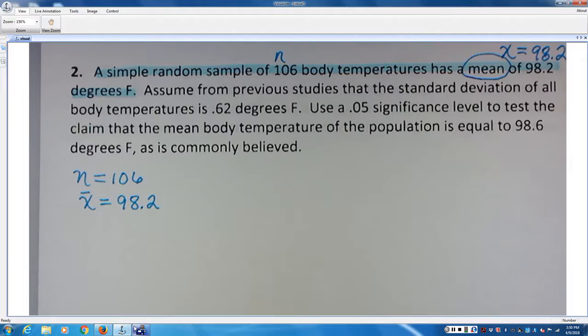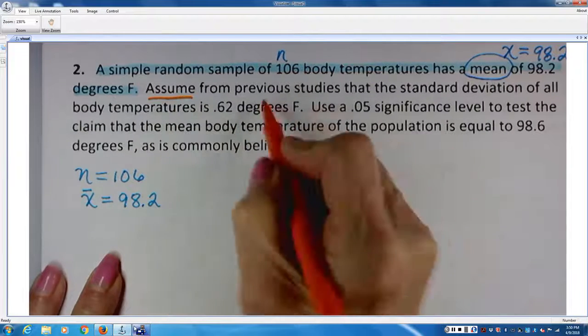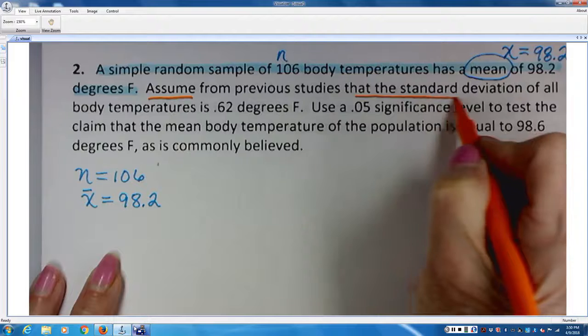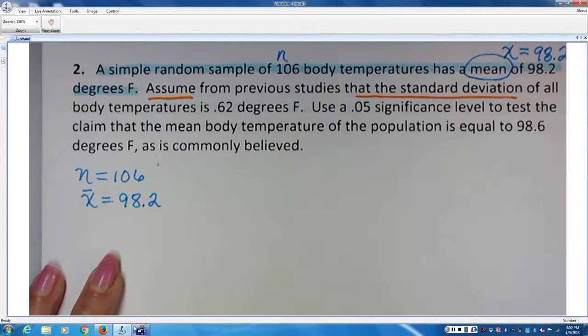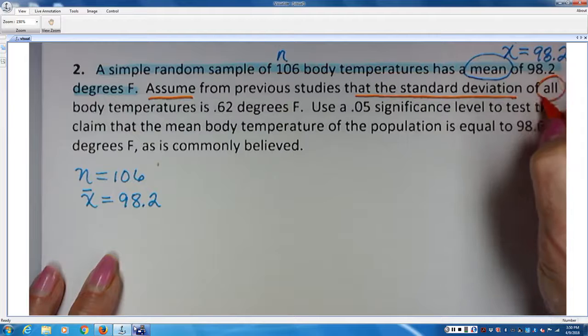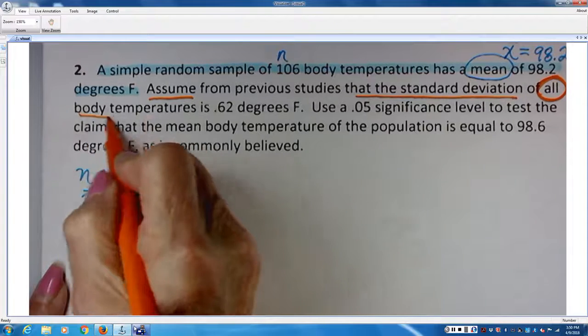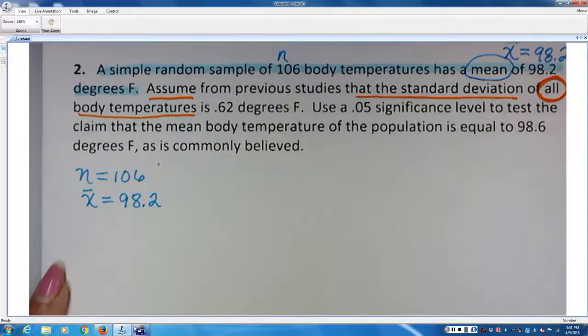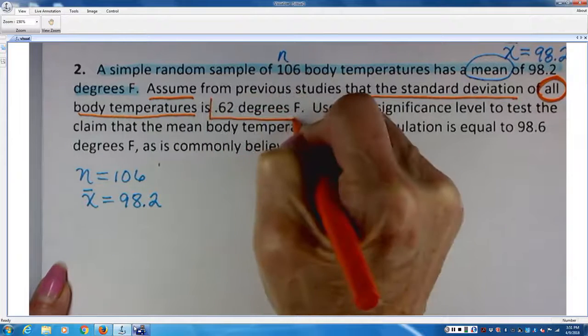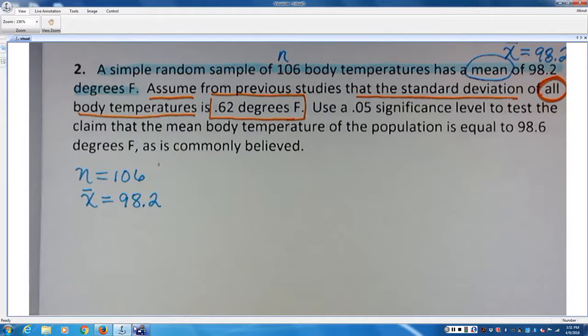The next sentence says, assume from previous studies that the standard deviation, so that's either s or sigma, the standard deviation of all body temperatures. That's a population, which tells us that since it's talking about all of the population, that 0.62 is sigma.